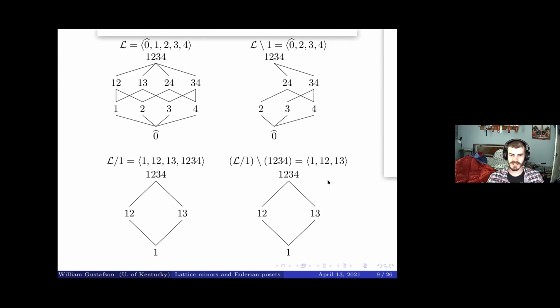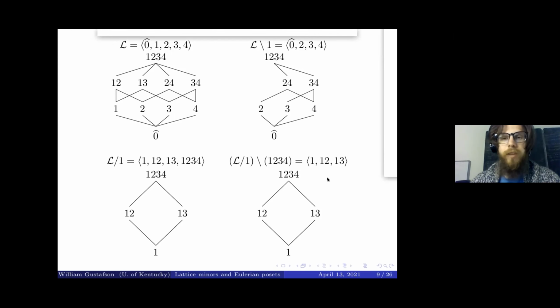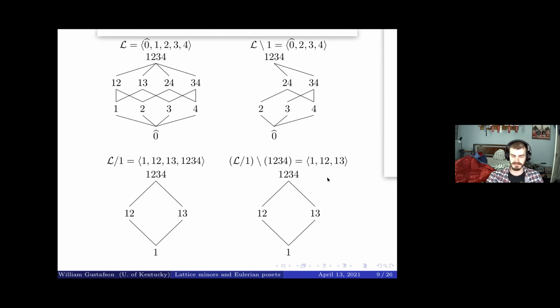Does this have a nicer description on supersolvable lattices? I don't know. I don't know a lot about supersolvable lattices, but that might be a good thing to look into. Thanks.